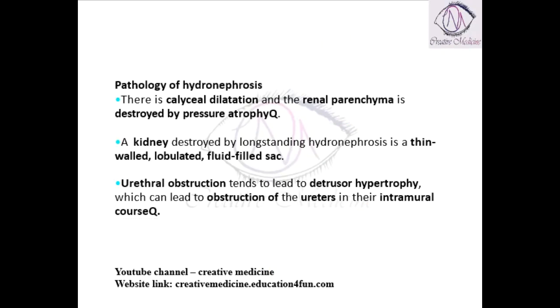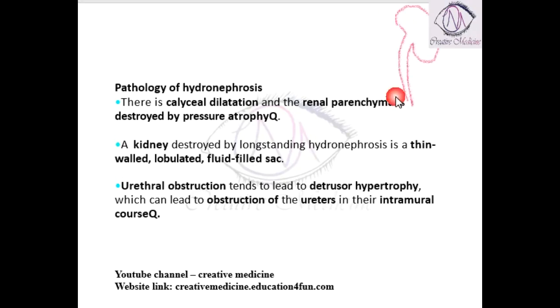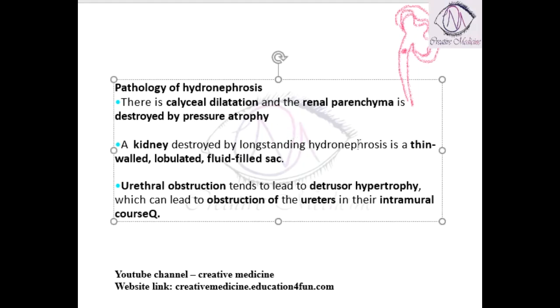Whenever there is obstruction anywhere in the path of the urine flow, first there is dilatation of the calyceal system. Slowly this dilatation of the calyceal system will expand, and this will compress the normal renal parenchyma. Because the dilated calyceal system is putting pressure over the renal parenchyma, there occurs pressure atrophy in the renal parenchyma, resulting in destruction of the renal parenchyma.